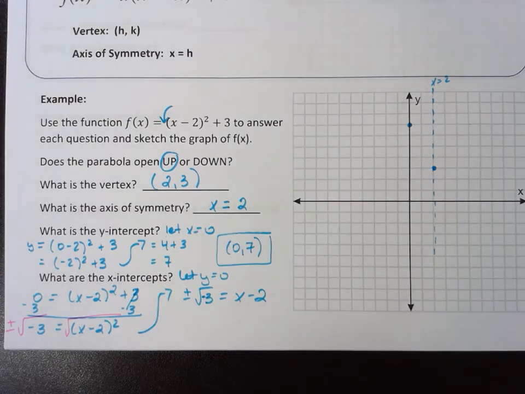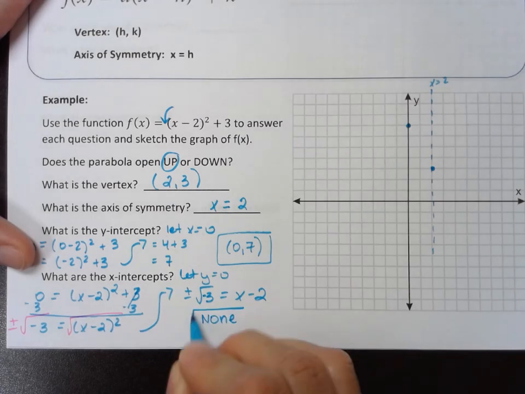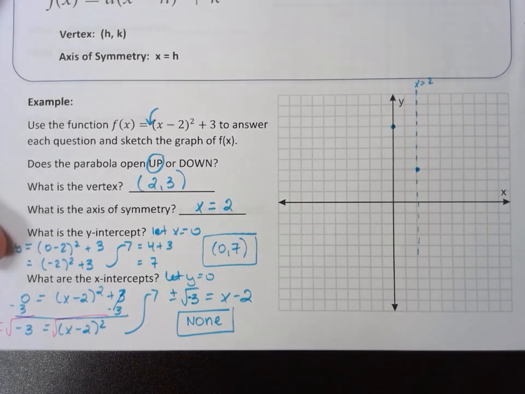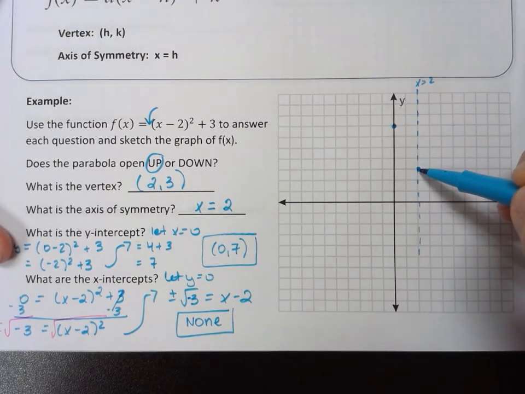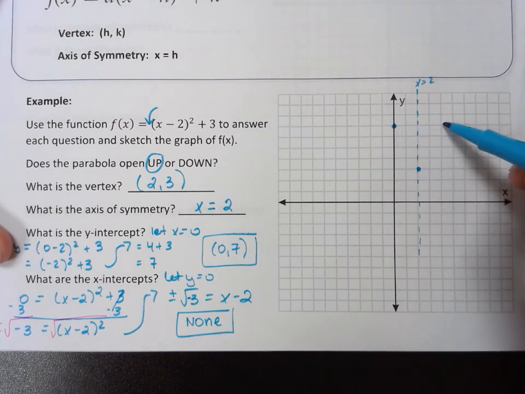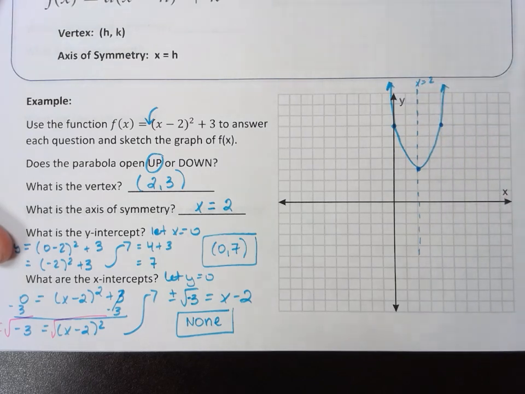Now what do we know about the square root of a negative number? It's imaginary, that's right. So can we graph an imaginary number on this coordinate plane? Since we can't, we know that there are no x-intercepts. So we have to figure out what our graph looks like from here. If this is our vertex and the y-intercept is here, it is mirrored on this side of the axis of symmetry. That means you can sketch your graph and be done.